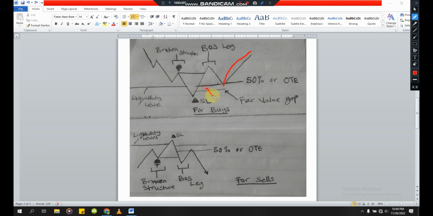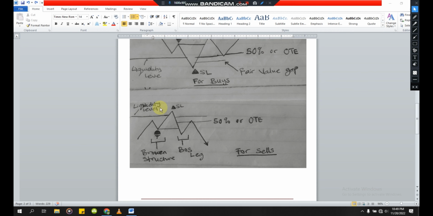Make sure this is a fair value gap, because the 2022 mentorship is fair value gap entries, like a fair value gap explanation, a fair value gap kind of entry. So that aside, let's go to the next. So in the sell scenario now, it's almost the same thing as the buy scenario, just inverted.